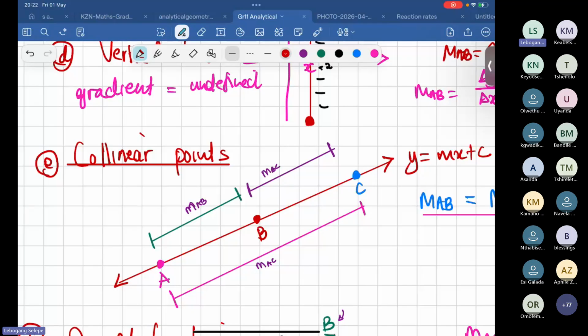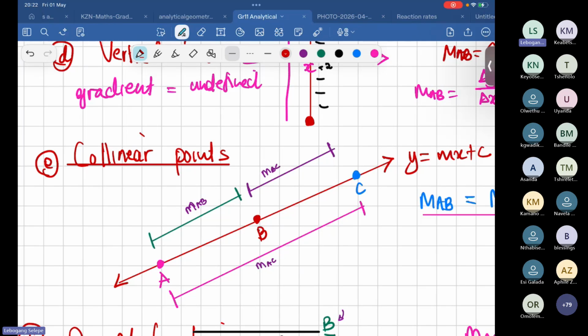And then the examiner expects you to do something about that. What should come to your mind is that when I'm talking about collinear points, I'm talking about points that lie along the same straight line. And what does that mean? If these 3 points are on the same straight line, that means the gradient between any 2 of these points is supposed to be the same.